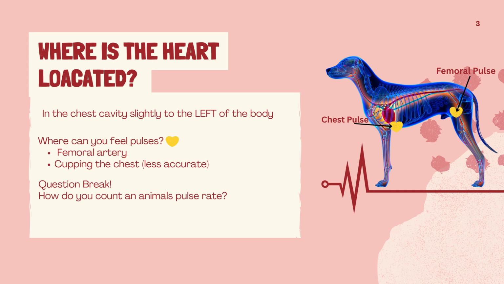Okay, so you can calculate an animal's pulse rate by feeling the femoral pulse in the back leg and counting for approximately 15 seconds. Once you get that answer, you multiply it by 4. If you don't have that much time, for example, you have a fractious animal, you can count for 10 seconds and times it by 6.